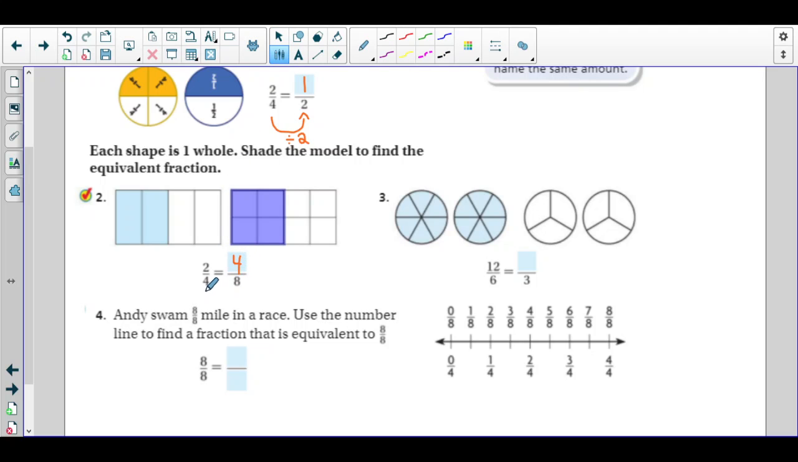And again, from 4 to 8, we got larger. So 4 times what number gives me 8? That's 2. So 4 times 2. And then we would do the same thing up here. 2 times 2 is going to give me 4. All right. We've got 1, 2, 3, 4, 5, 6. 1, 2, 3, 4, 5, 6.